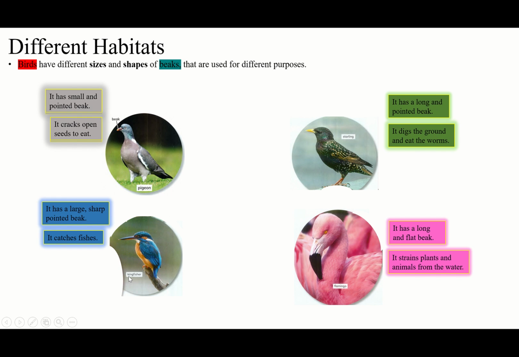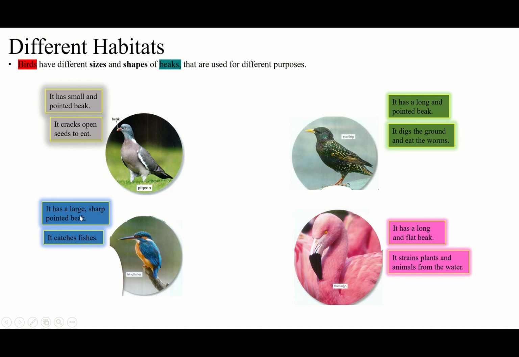The kingfisher. Kingfisher, it has a large, sharp pointed beak. Now it's again a sharp pointed beak, but what? Large. The size is large. Okay, large, not long, not small. It's large. Why? Because this is about size, large. The shape is sharp pointed. What's the purpose? The purpose is it catches fishes.